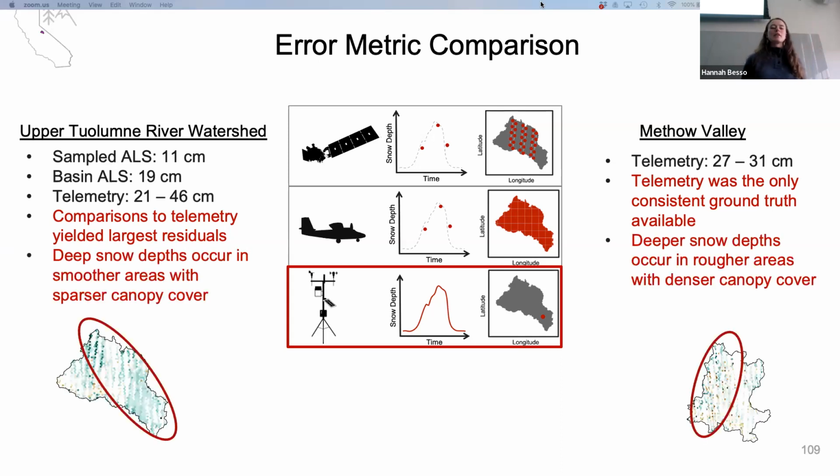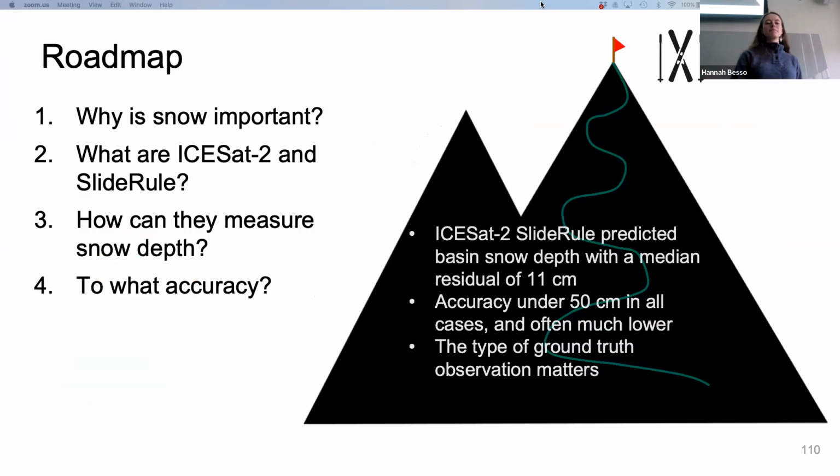I also want to remind everyone that the deeper snow depths at our two different sites occurred in very different terrain. In Tuolumne, the deep snow depths occurred in regions with much smoother terrain and less canopy cover. And in the Methow, the deeper snow depth that we want to be measuring occurs in rougher areas with more vegetated terrain. To recap these results, the ICESat-2 SlideRule predicted basin snow depth within a median residual of 11 centimeters in Tuolumne.